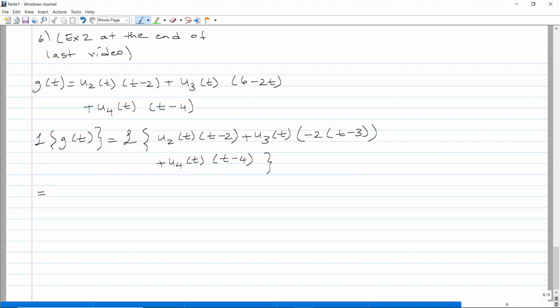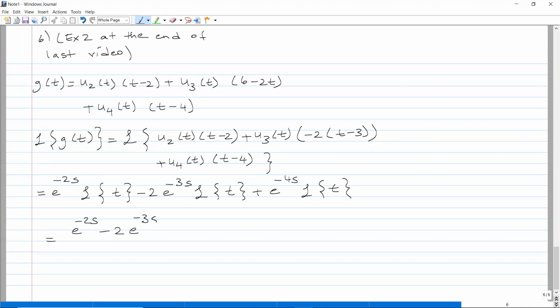So this is e to the minus 2s Laplace transform of t, plus, I have the coefficient minus 2, e to the minus 3s Laplace transform of t, plus e to the minus 4s, again, Laplace transform of t. So e to the minus 2s minus 2 e to the minus 3s plus e to the minus 4s divided by s squared, because Laplace transform of t is 1 over s squared.